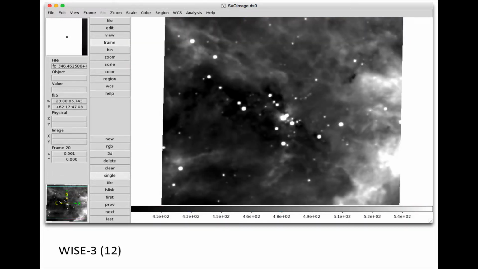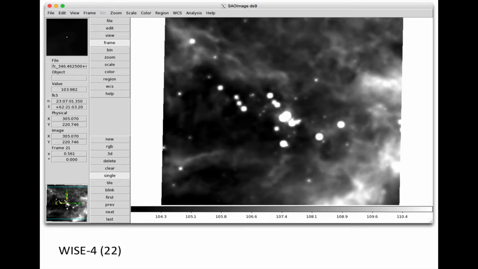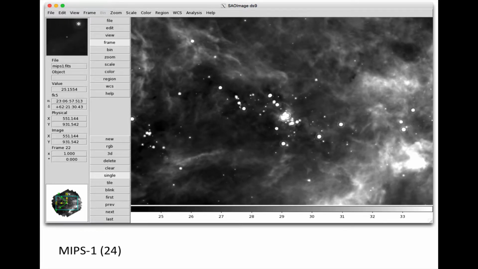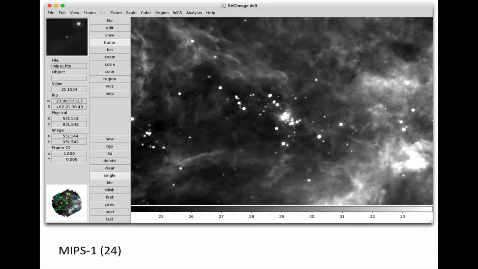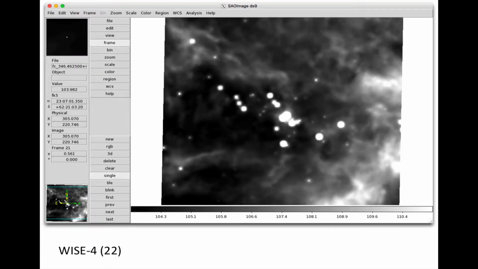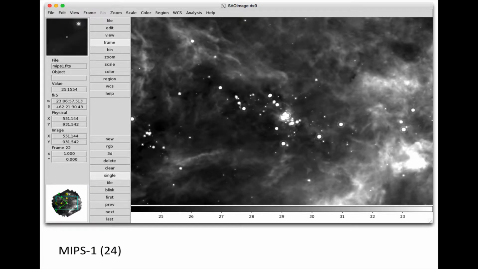Now, WISE 3 is 12 microns. So poorer resolution, but also fewer stars, and the nebulosity is becoming more and more prominent. There's 22 microns and 24 microns, so that's WISE, that's Spitzer. Here again, MIPS, just like IRAS, higher spatial resolution and more sensitive. So you can see sources more easily in MIPS, and they go fainter. But we're still going to use the 22 micron data because there's still interesting information there that can be used.